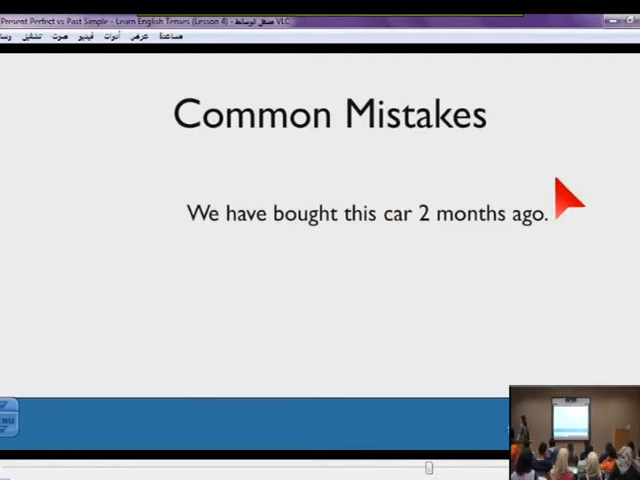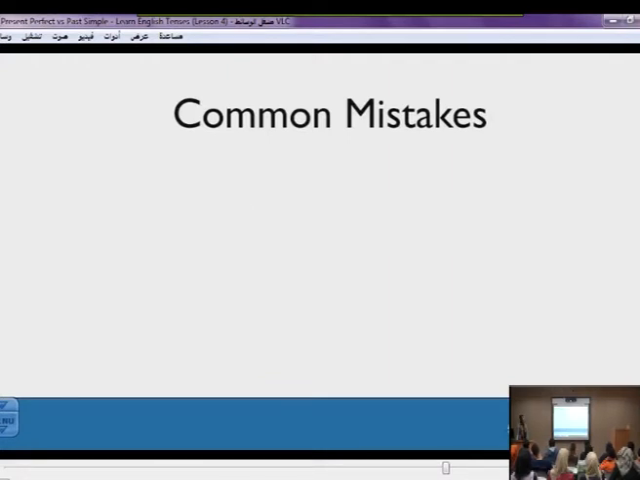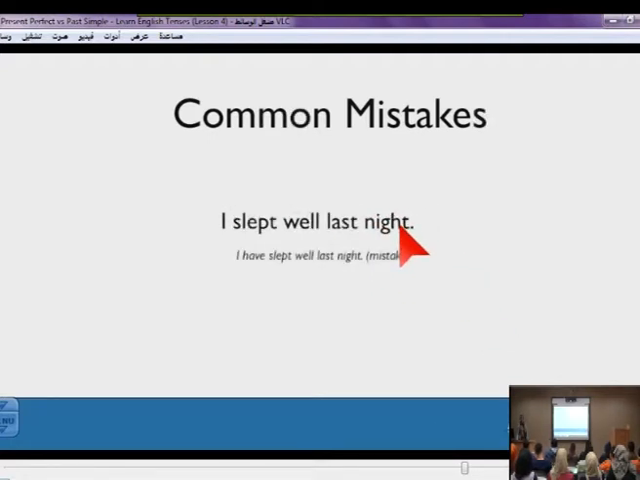Because we are mentioning a specific time in the past, which is 2 months ago, we should use the past simple. We bought this car 2 months ago. Another example. I have slept well last night. Once again, last night refers to a specific time in the past. So we need to use the past simple. Remember last. I slept well last night.